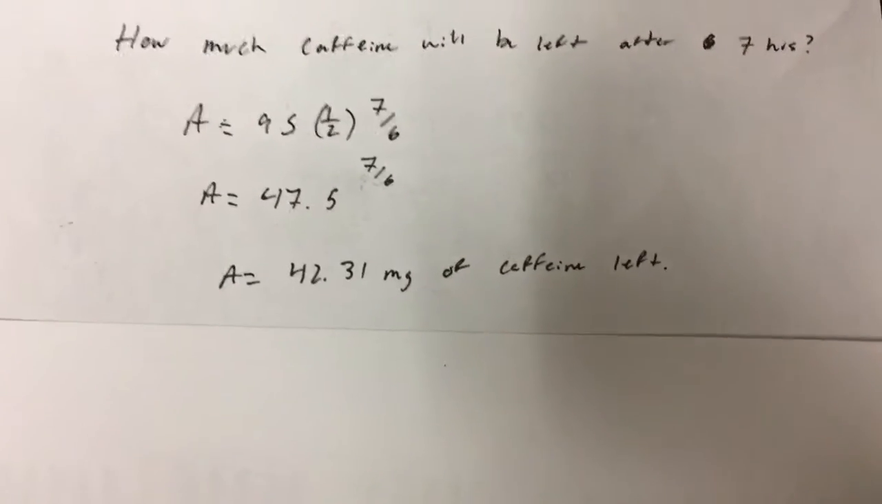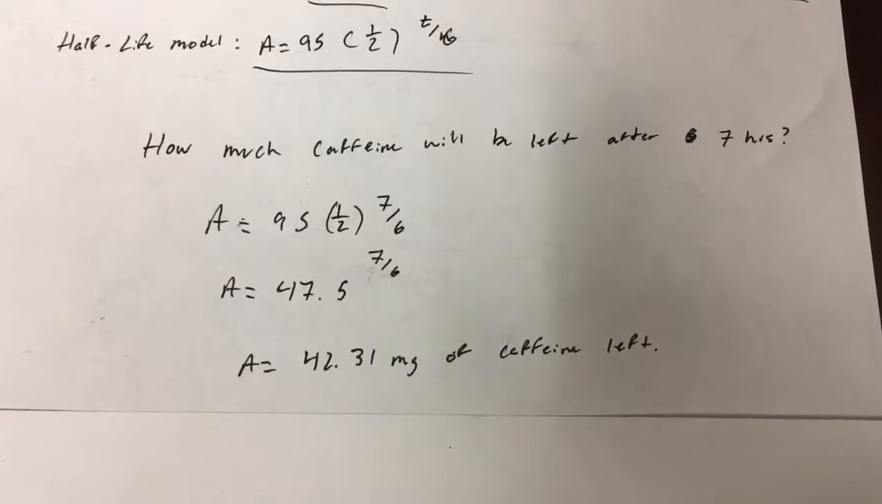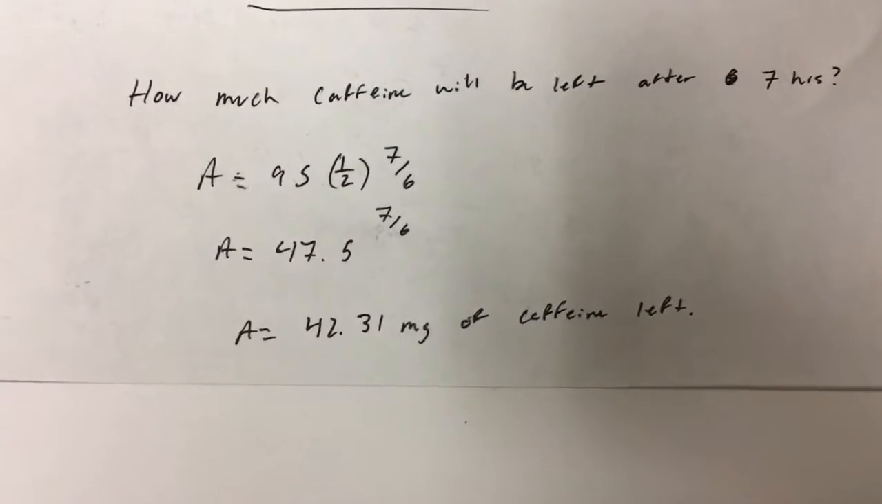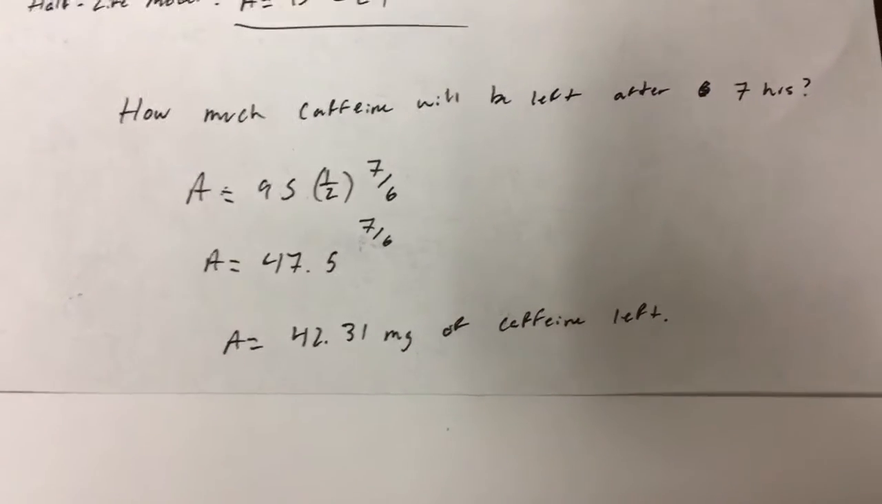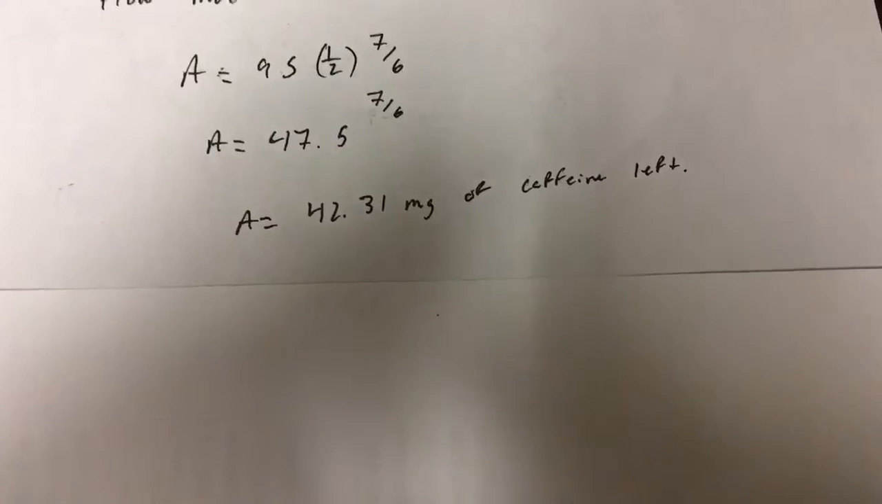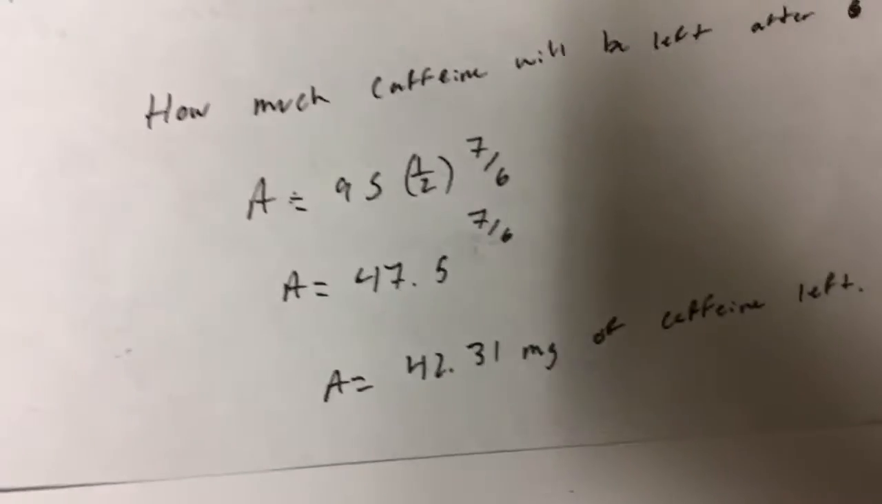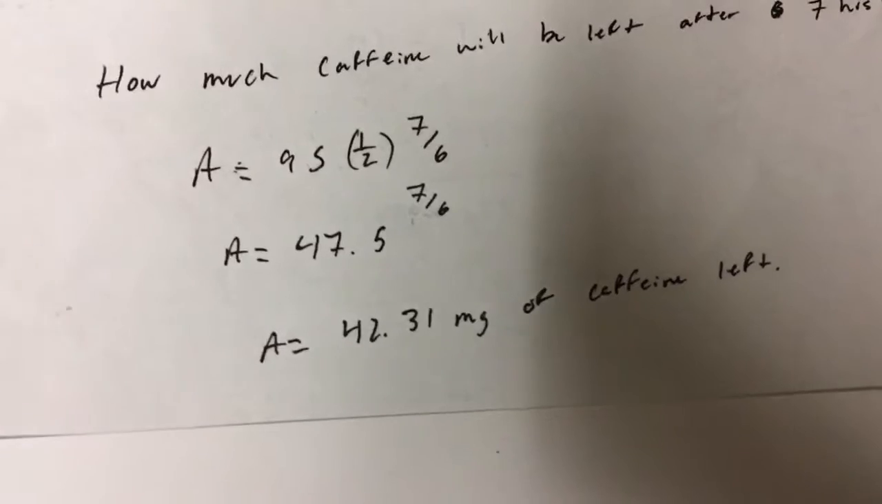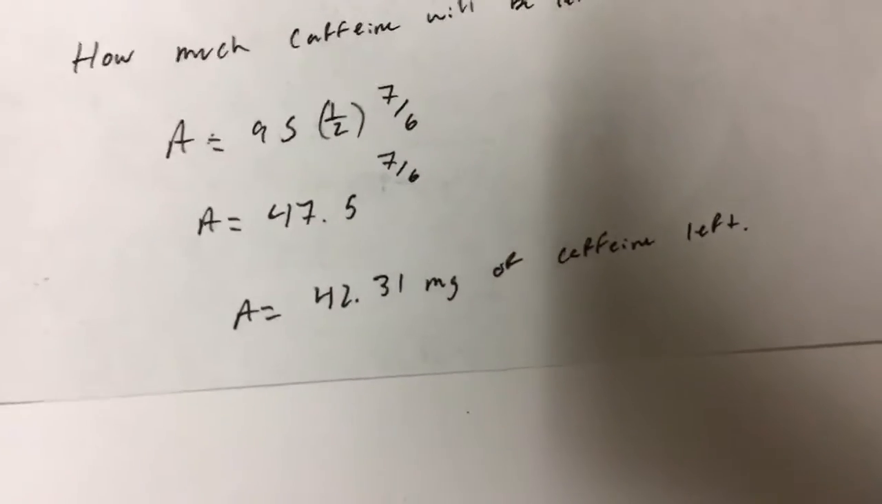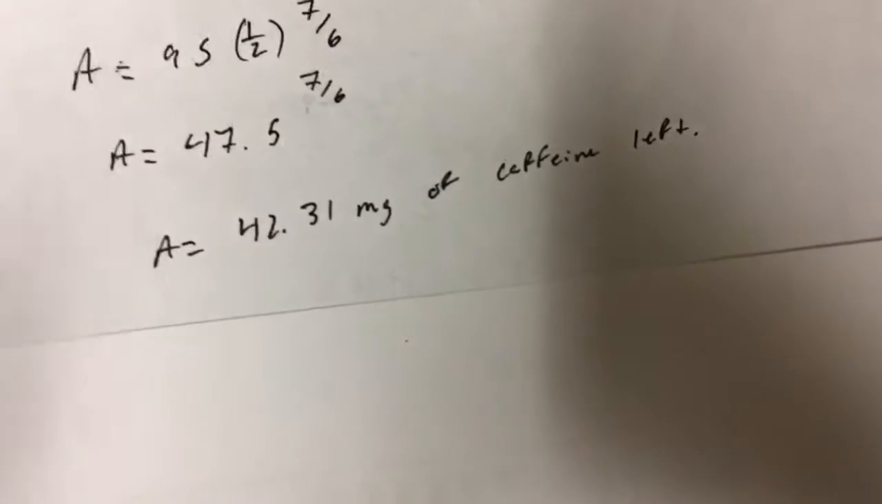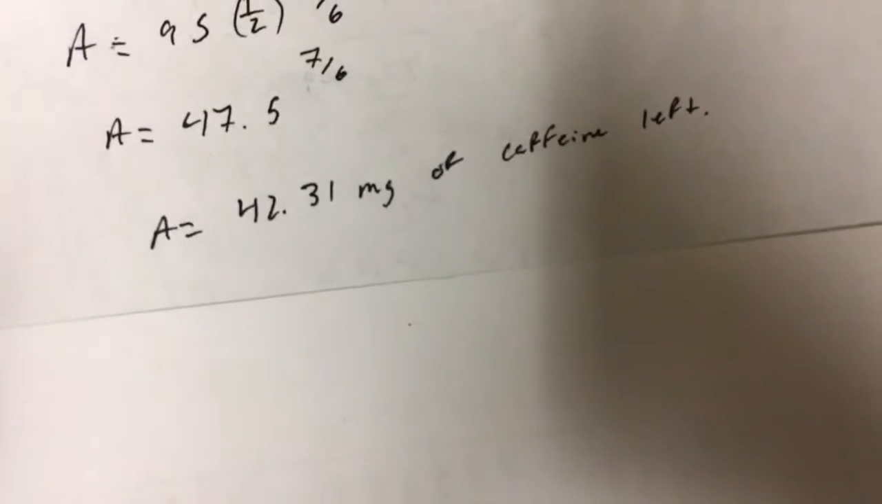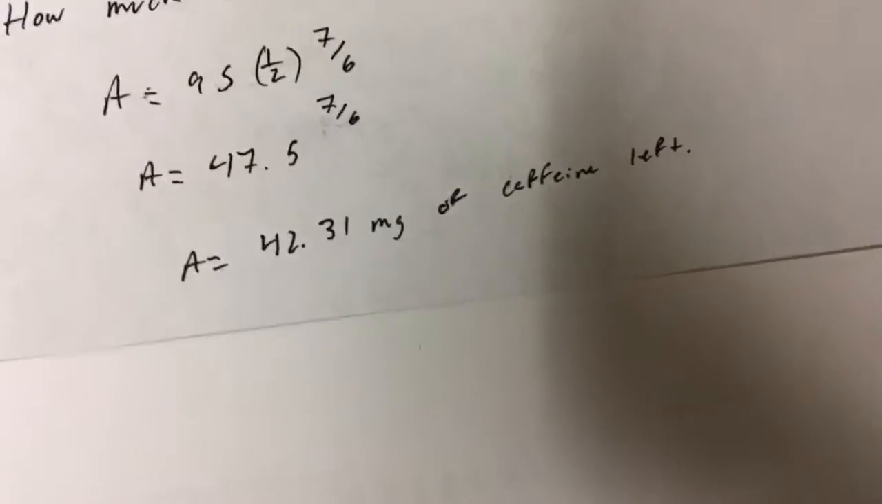Basically, all you do is take 95 times 1/2, and you'd get 47.5, and you take that to the 7 divided by 6 power, which is a little bit over 1, and then you'd get right around 42.31 milligrams of caffeine that you'd have left.